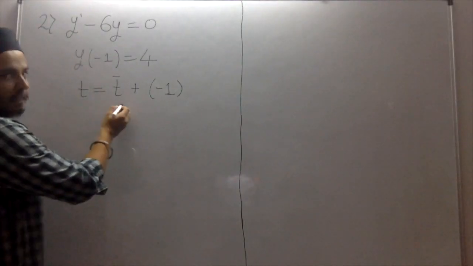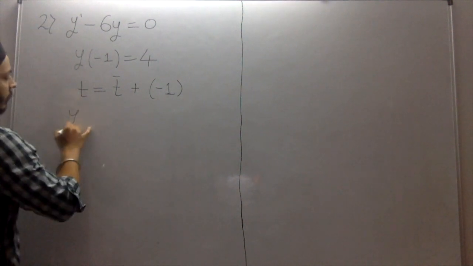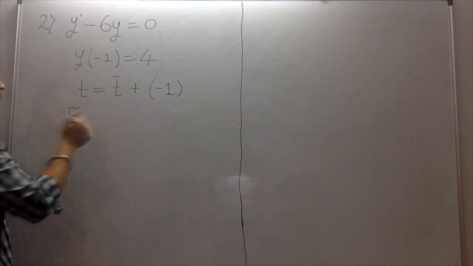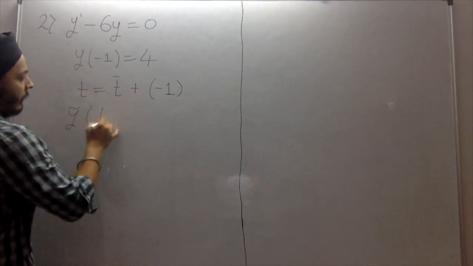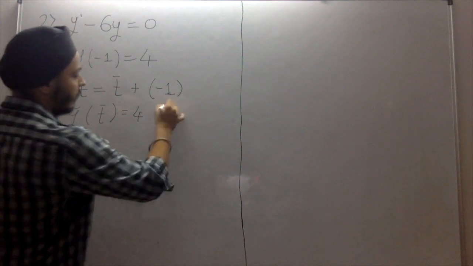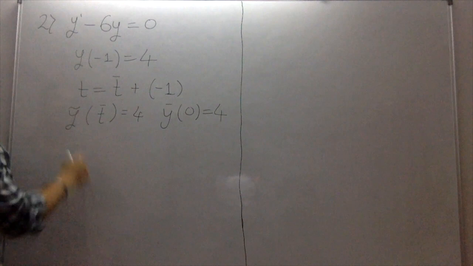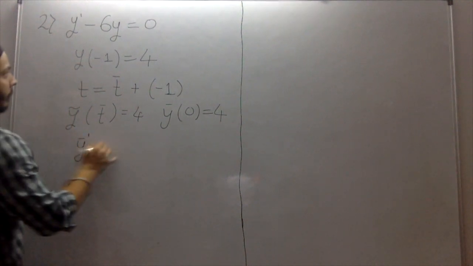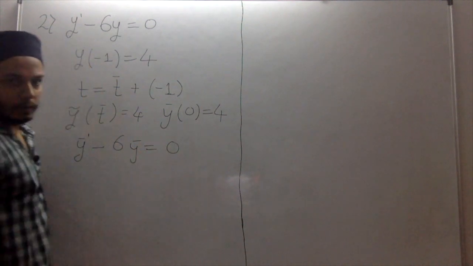Here we are replacing t with t bar plus t naught. t naught is -1. Hence our y will become y bar. So our y bar at t bar, which is 0, is equal to 4. Hence our y bar at 0 is 4. Now our original equation will become y bar prime minus 6 y bar equals 0.